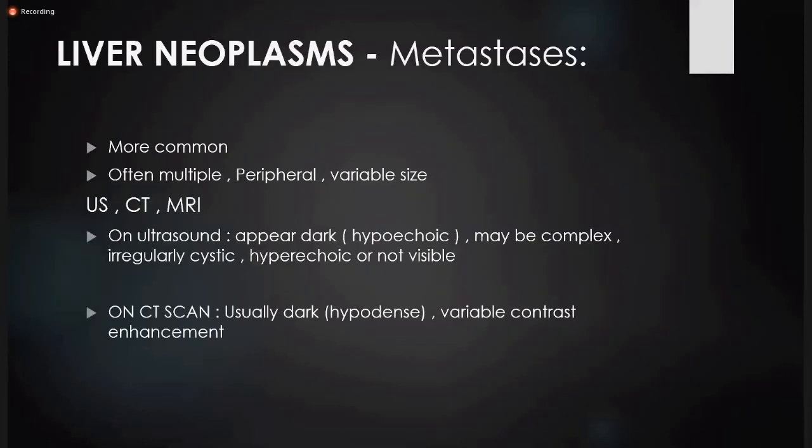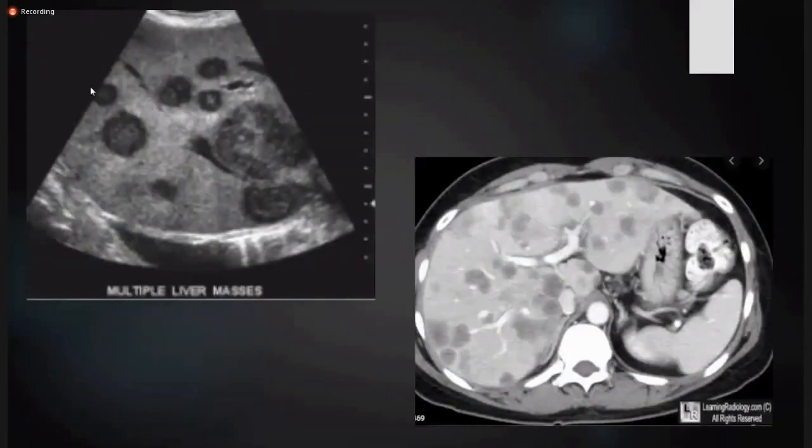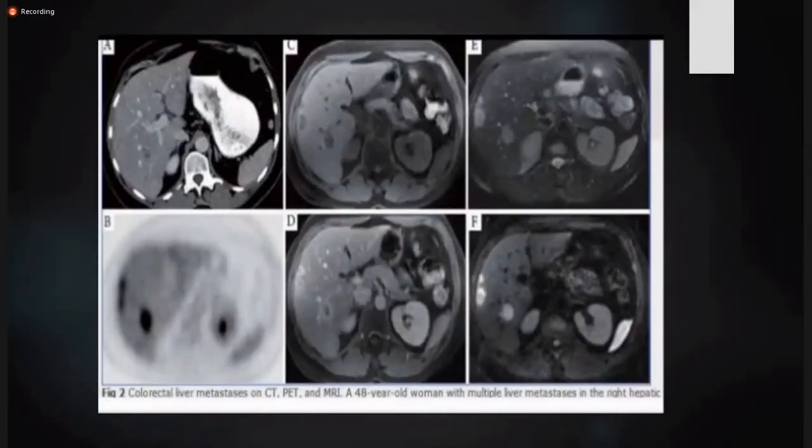They have a variable appearance on ultrasound, and again, variable contrast enhancement on CT. These are the multiple liver lesions seen on ultrasound. And then again on CT, multiple hyperdense lesions are scattered in liver. These are likely metastasis. Again, these are images, first images of CT, and then few images of MRI showing multiple lesions.